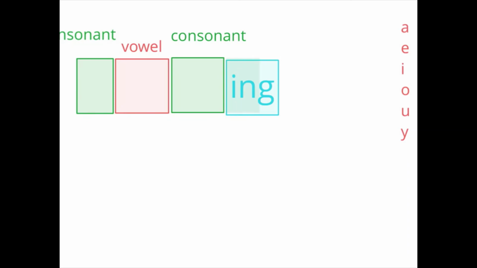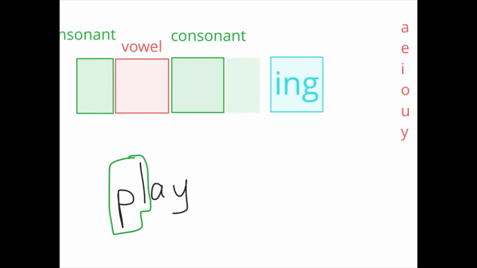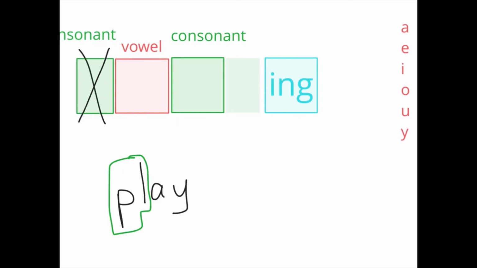Okay, let's try another word. Let's try the word play. Okay, well let's think about this for a minute. In the word play, we have a blend at the beginning. I want you to notice when we make a decision about adding ing, we don't care about the beginning consonant. We never look at that. We're looking at the vowel and then the last consonant in the word right before we add ing. So when we look at play, there's a blend at the beginning. So I'll go ahead and write that in here.